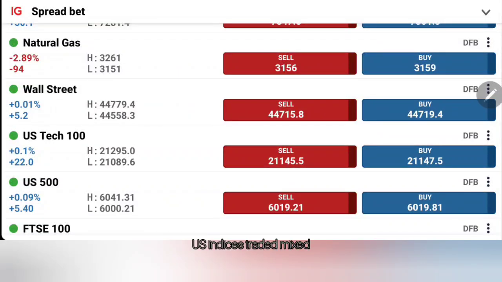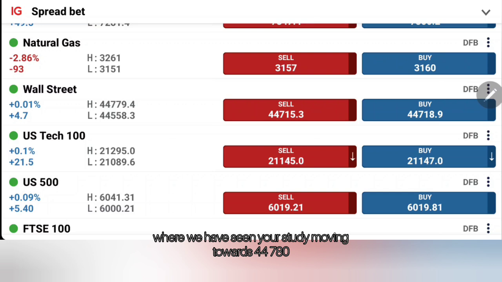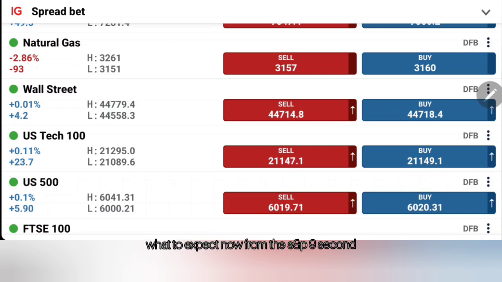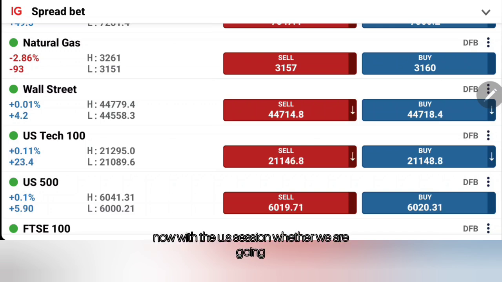US indices traded mixed, and I can say with little bullishness here, where we have seen US 30 moving towards 44,780, US 100 towards 21,300, and US 500 towards 6040. The next resistance is here. What to expect now from the S&P, Nasdaq, and Dow with the US session?